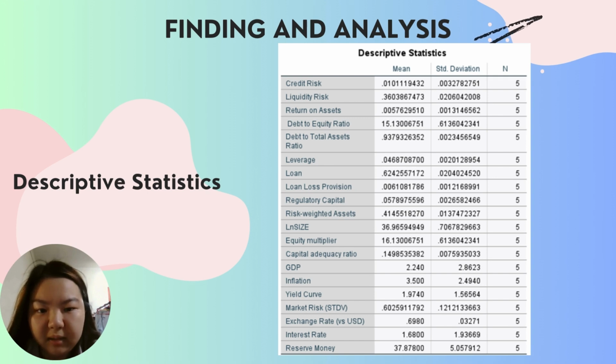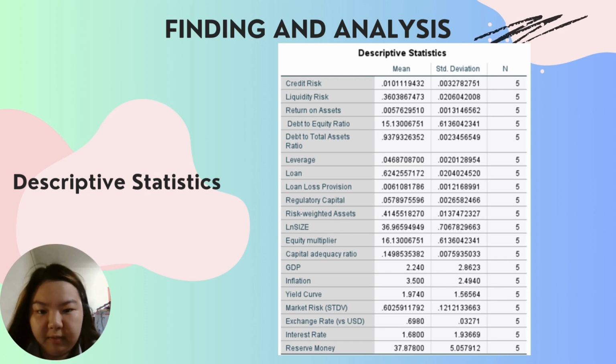The last internal factor is equity multiplier, which has a mean of 16.13 and a standard deviation of 0.6136. The mean value of GDP is 2.240 with a standard deviation of 2.8623. For inflation, the mean is 3.5 and the standard deviation is 2.494. The mean and standard deviation of yield curve are 1.974 and 1.5656.